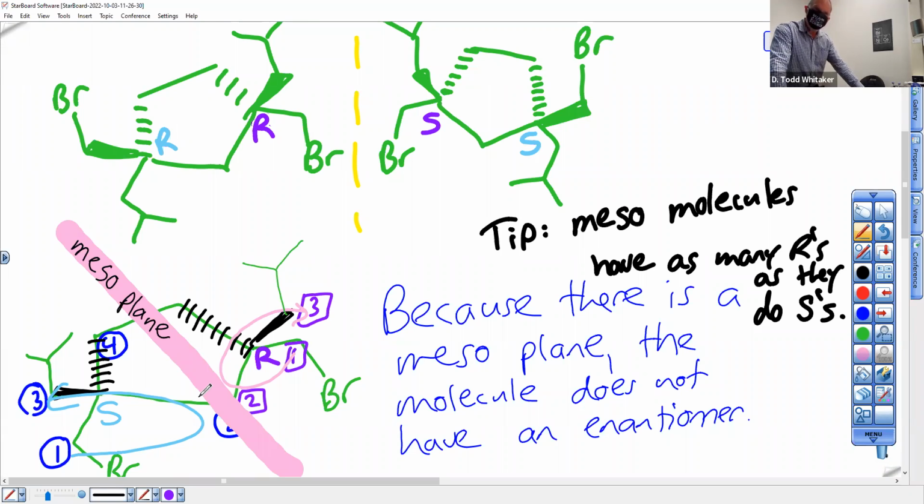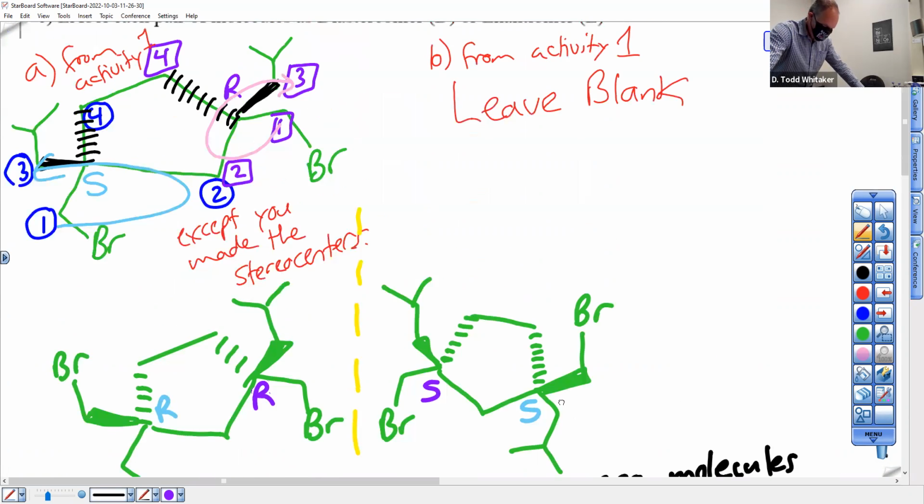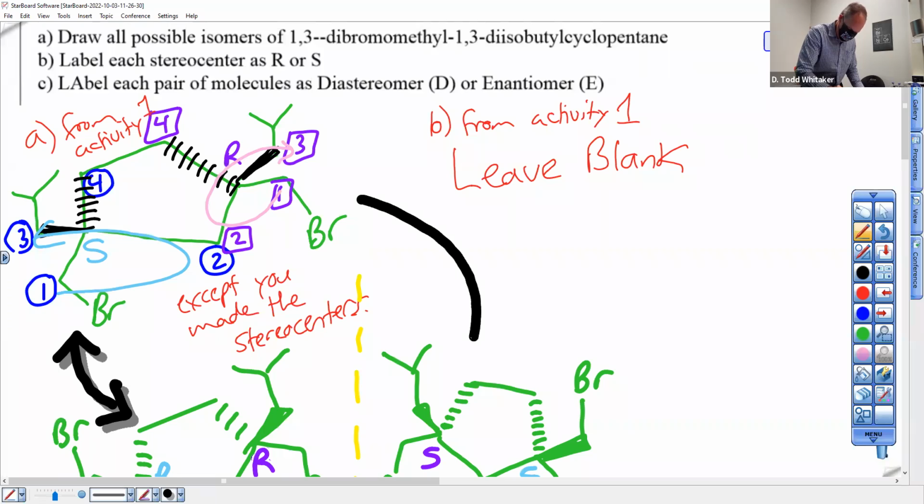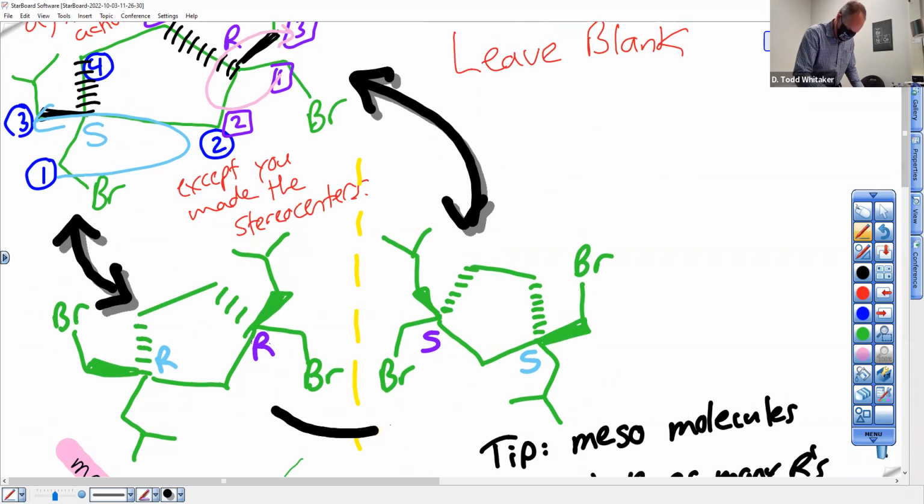Going to do our comparisons. So if you got a plane in the middle of the molecule, it will not have a mirror image. But the other comparisons are still there. Got to compare those two. And then got to compare these two. Now we got to compare these two. Why don't we do the bottom one first?